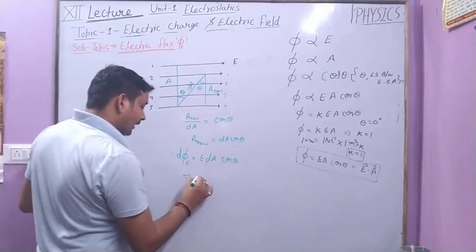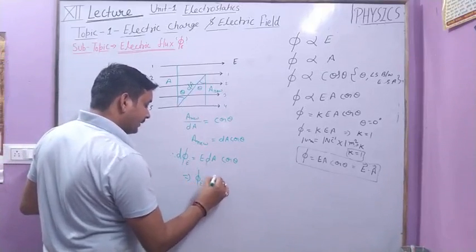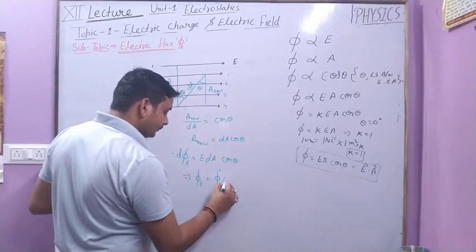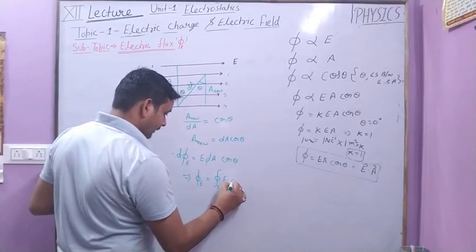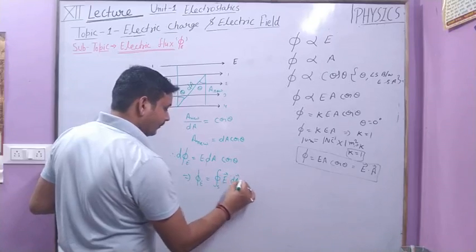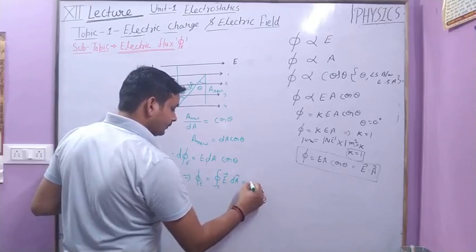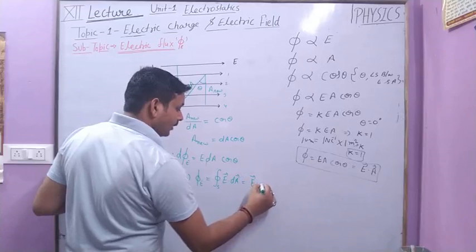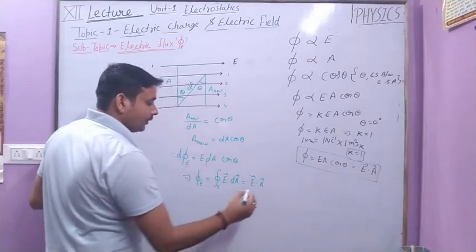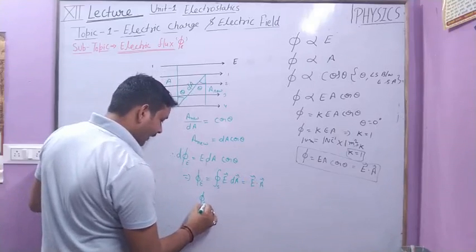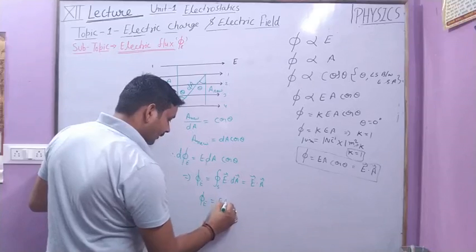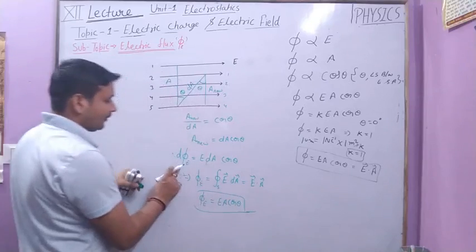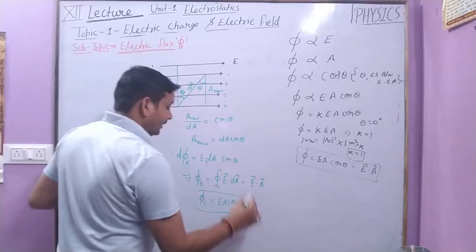Now the total electric flux linked with the surface is given by the closed integral over the surface of E dot dA, which is equal to E dot A, and this result is finally given by EA cos theta. This is actually the electric flux linked with the plane surface.